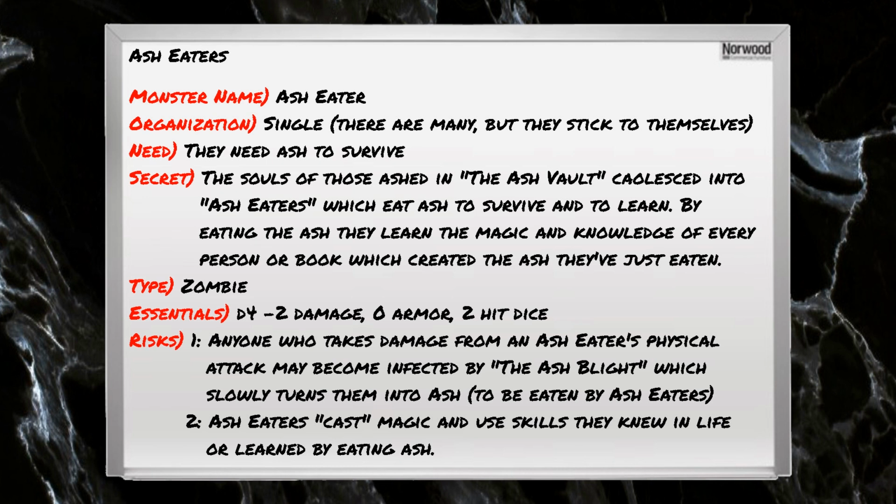Again, the type field helps you with an archetype. It's a zombie, so it's probably slow, it lumbers, it might swipe at you with a clawed hand, it might bite you, etc. Essentials, D4 minus 2 damage. I did this because of some of the risks, which I'll talk about in a second. 0 armor and 2 hit dice.